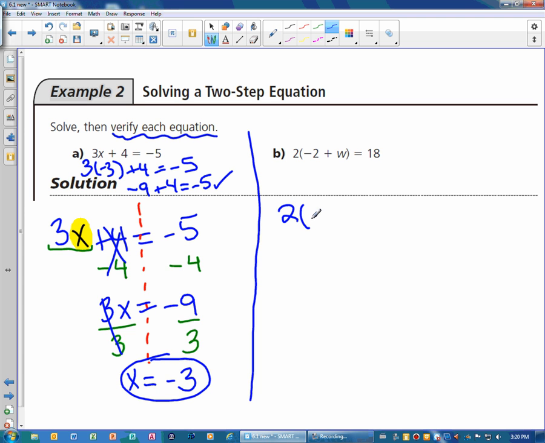All right, second question. We have 2 times negative 2 plus w makes 18. Do you remember what the 2 times this negative 2 plus w means? It means 2 times, and we've already covered this.